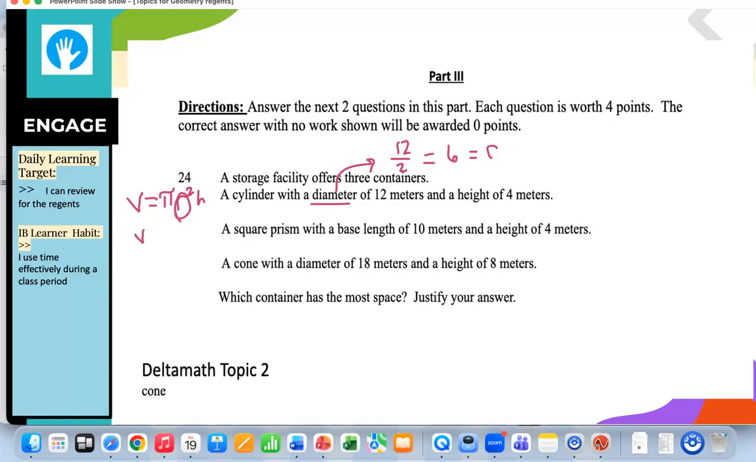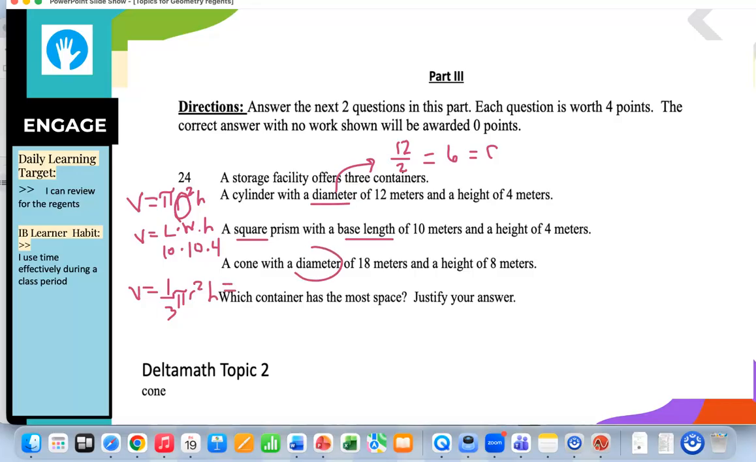So for a square prism, it's length times width times height, and even for a rectangular prism it's the same thing. And now we have a base length. So the base of the prism is a square. If it was a rectangular prism, it would be a rectangle. So it will be 10 times 10 times 4. All right. And then for the cone, we went over that: 1/3 pi r squared h.